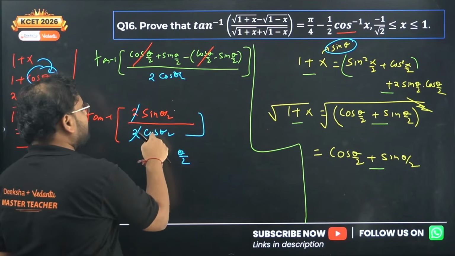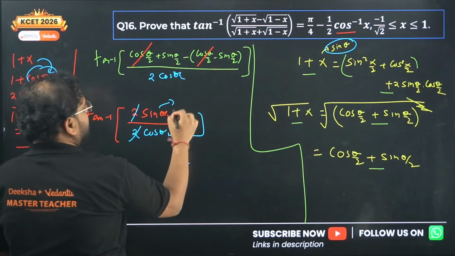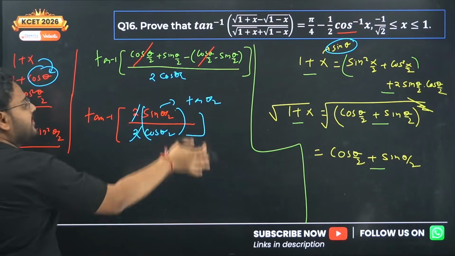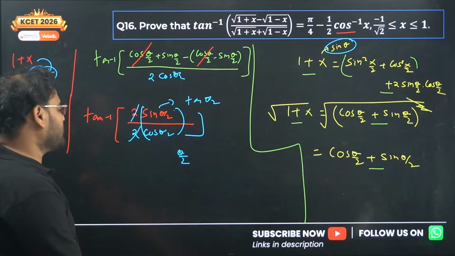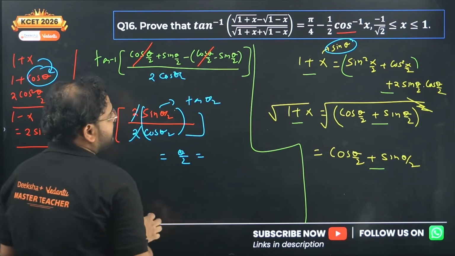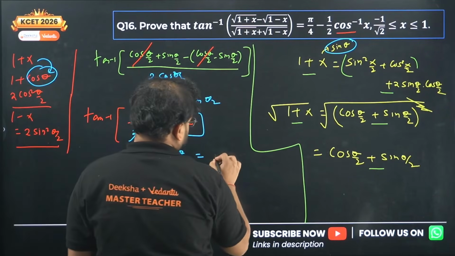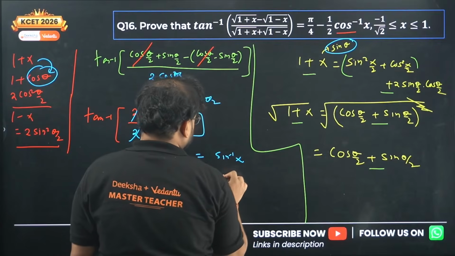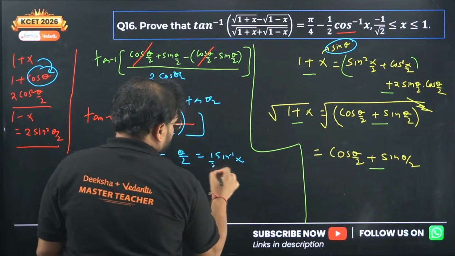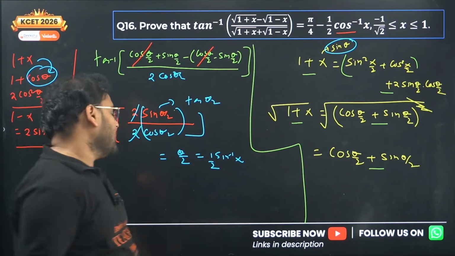Correct, no? Because sine by cos is tan. Tan inverse of tan will become theta by 2 only. This whole thing is nothing but tan theta by 2. Tan inverse is outside, so it will become tan inverse of tan, so theta by 2 is the result. What is theta? Please check here. If I write theta over here, it will become sine inverse of x by 2. But I want the answer in terms of pi by 4 minus cos inverse of x. I can get that.